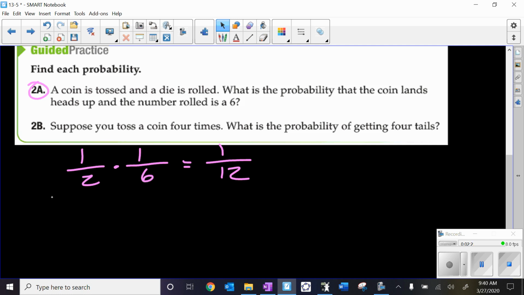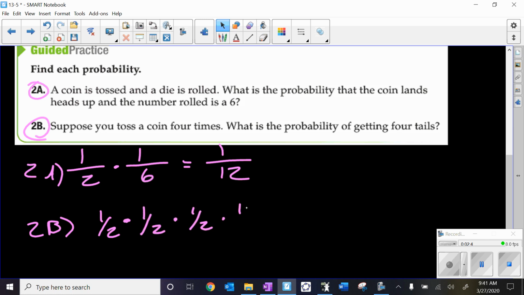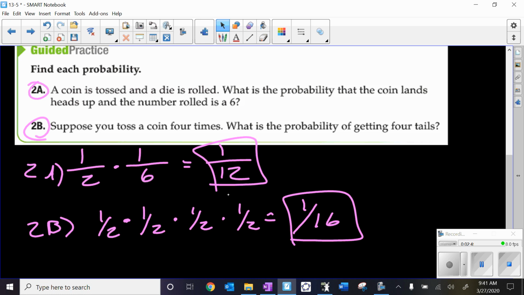And then finally, 2B, do that one as well. Suppose you toss a coin 4 times, what is the probability of getting 4 tails? I flip the coin once. I have a 1/2 chance of getting tails the first time. Same for the second, same for the third, and same for the fourth. Multiply them all together, you would get 1/16 as your probability.